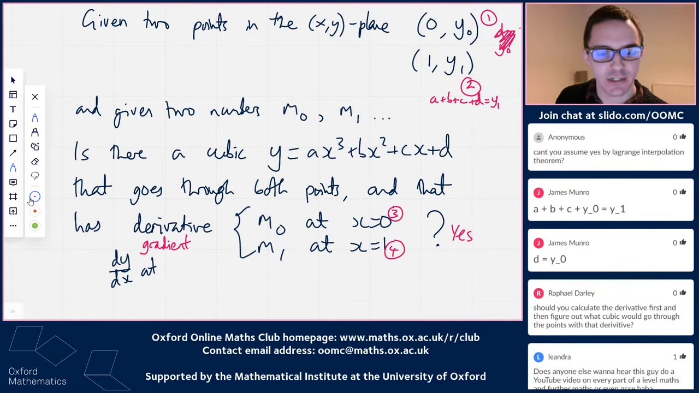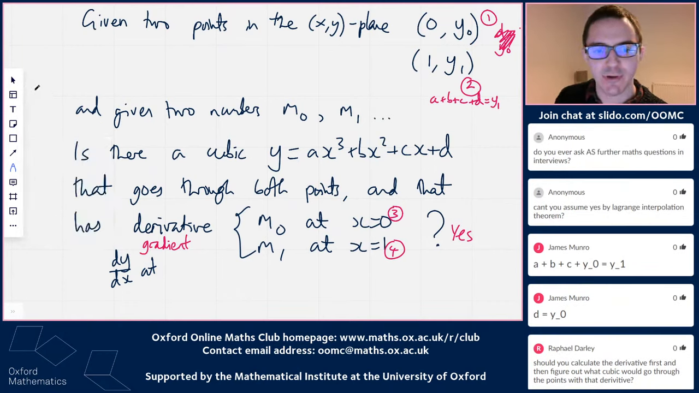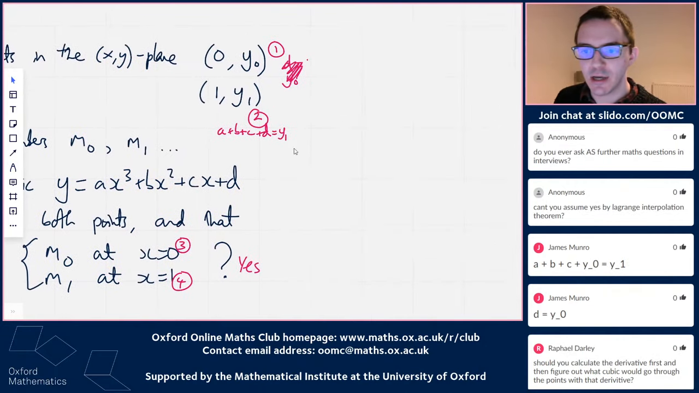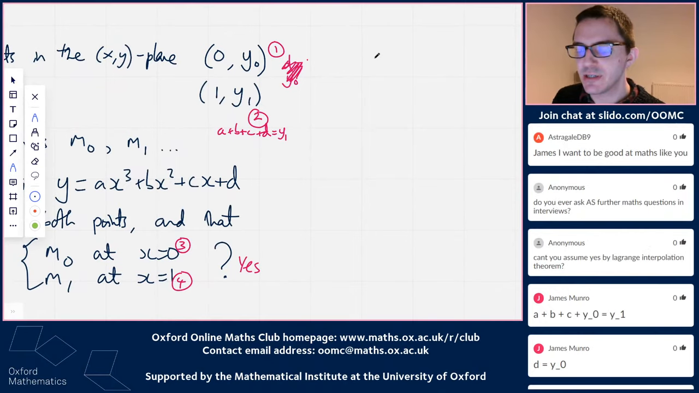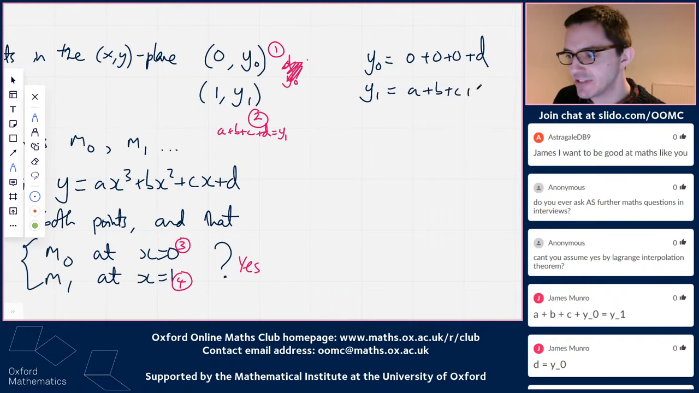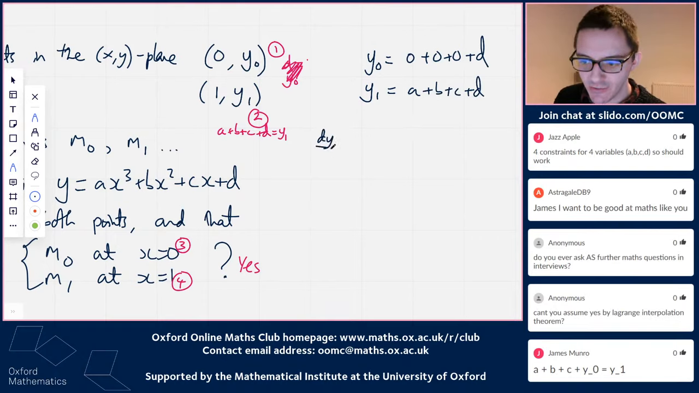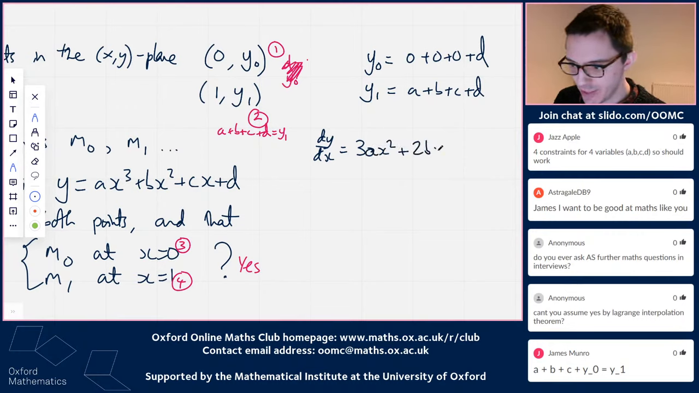Let's do a little bit of that calculation. I don't want to do all of it, but I want to give you a flavor of the calculation that I was making people do. The cubic goes through the point 0, y0. That means that y0 is equal to 0 plus 0 plus 0 plus d. Great equation. Sending it through the point 1, y1: y1 is a plus b plus c plus d. Then I need to work out dy by dx, so I need to differentiate this polynomial. This is a skill that you learn somewhere near the start of sixth form mathematics in the UK. Other equivalent qualifications are available.